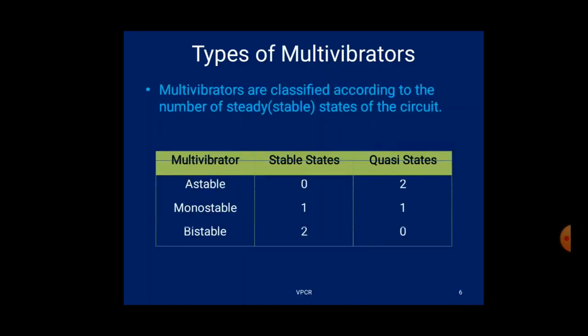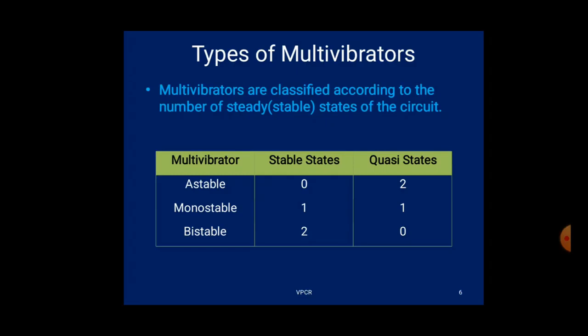So this table will give the clear picture of classification of multivibrators. So 3 columns are there. First column is multivibrator type, second column is number of stable states, third column is number of quasi stable states. So the first one: if number of stable states are 0, obviously the number of quasi stable states must be 2.